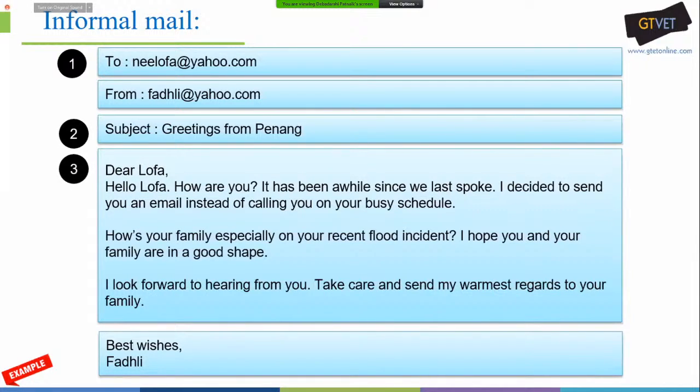Here I think Fadli is trying to write a mail to Lofa. The subject is greetings from the Penang. Penang means maybe some company or something like that. Dear Lofa, hello Lofa, how are you? It's a completely informal mail.